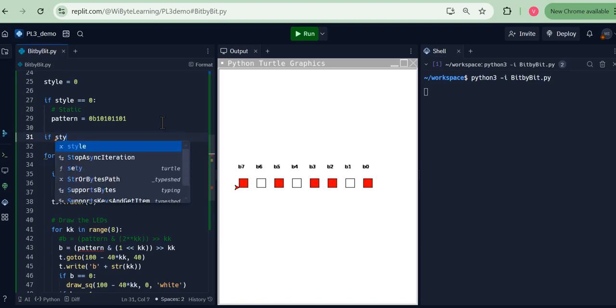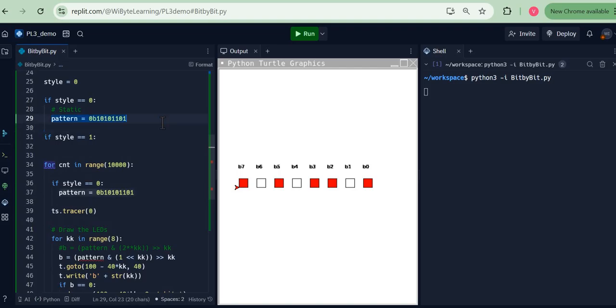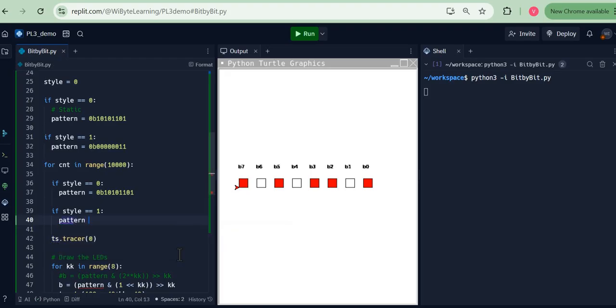I'm just going to say, look, if style is equal to 1, then let's start with a slightly different pattern, which is basically all zeros, say 000000 11. So remember, I want to keep the last two LEDs on, and that's why I've done this. Again, thinking in binary really helps here. Of course, I must update this pattern as the loop runs. So I say, if style is equal to 1, I will have my pattern shifted to the left by 2 bits. So this will do exactly what I wanted to do.